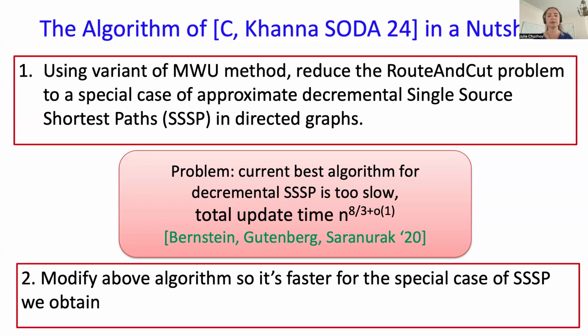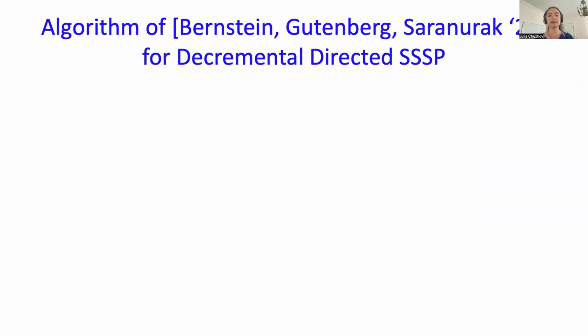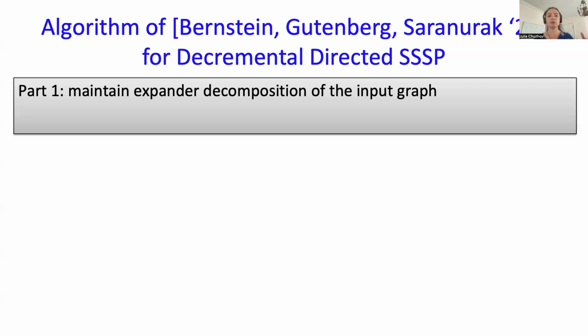Now I want to tell you a little bit more detail about this algorithm of Bernstein, Probst Gutenberg, and Saranurag for decremental single-source shortest path in directed graphs. So this algorithm can be thought of as having two parts. In the first part, we have this input graph that undergoes edge deletions. And so the first part is maintaining an expander decomposition of this graph, so a partition of this graph into expander-like pieces. And this decomposition has a property that if we contract these expander pieces, what we get is a graph that's almost like a DAG, a directed acyclic graph.